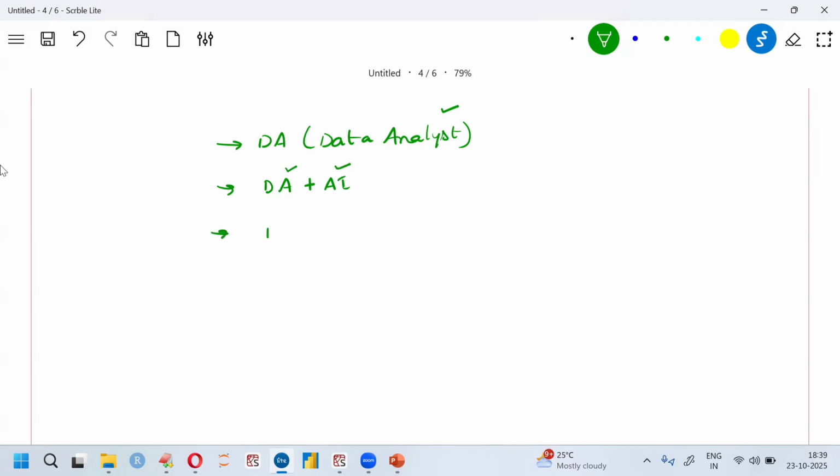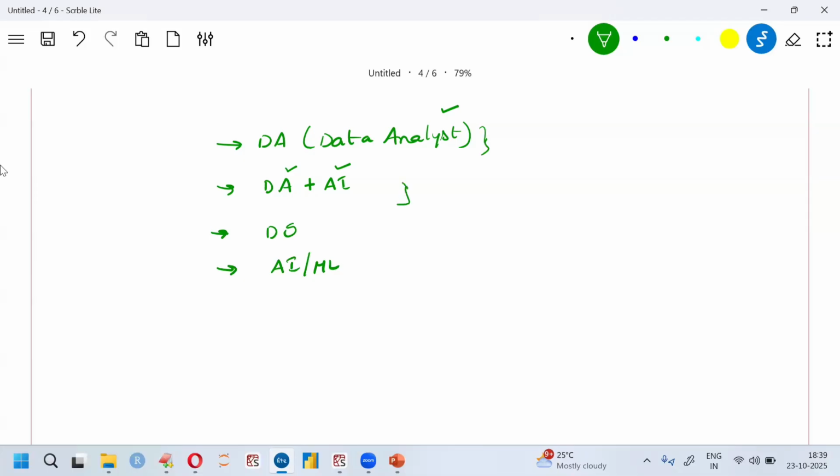And then we shall see who is a data scientist, and what exactly this data scientist does. And then, if time permits, we shall see what AI and machine learning are. So this is the starting session.